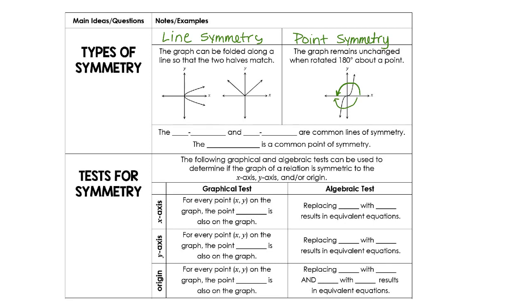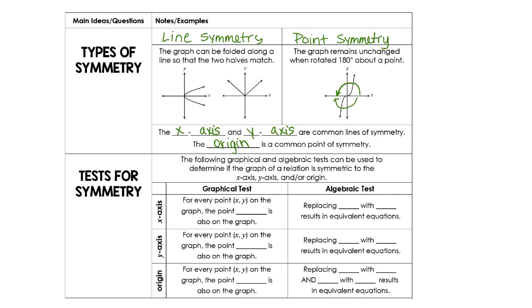Now, underneath here, we are told that the x-axis and y-axis are common lines of symmetry. The origin is a common point of symmetry. And so the following graphical and algebraic tests can be used to determine if the graph of a relation is symmetric to the x-axis, y-axis, or the origin.